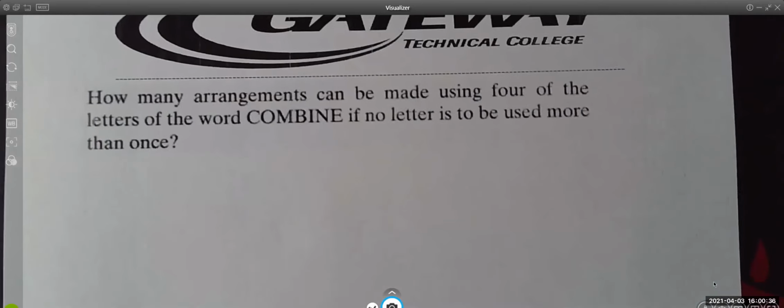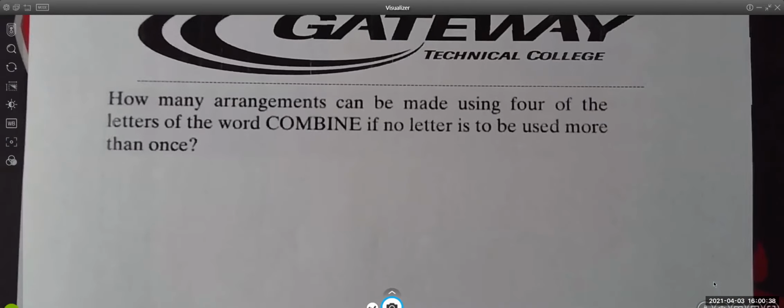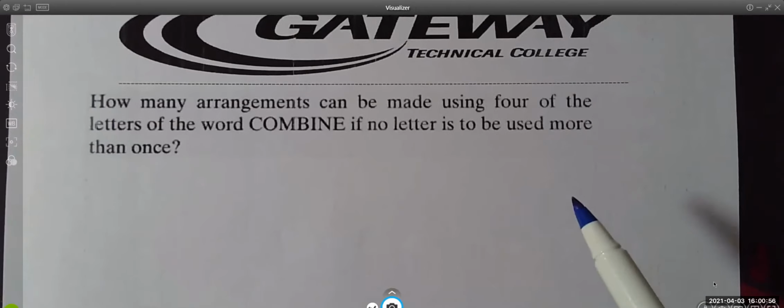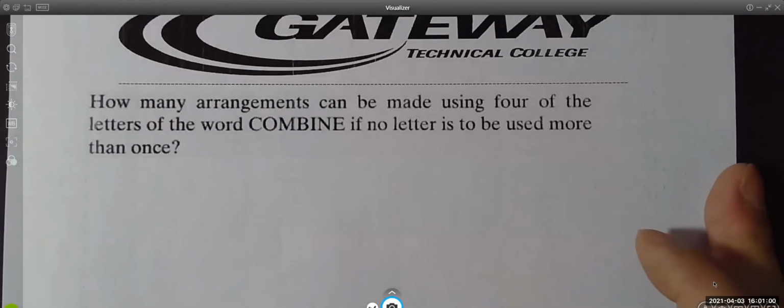Okay, the last one we have here for this video. How many arrangements? Each arrangement is called a permutation, or combination in the next video. How many arrangements can be made using 4 of the letters of the word COMBINED, if no letter is to be used more than once? Remember, the basic requirement of a permutation is that no item can be used twice or more.